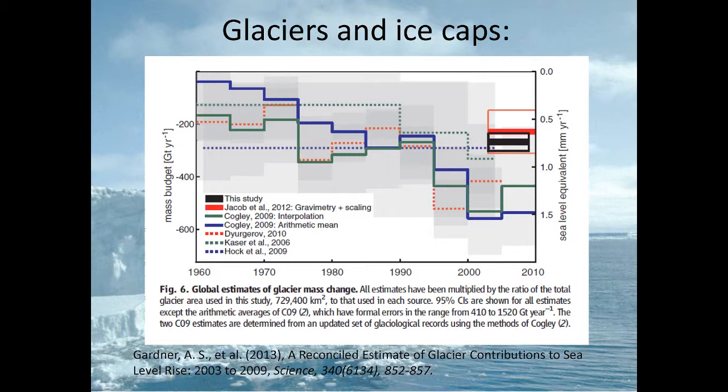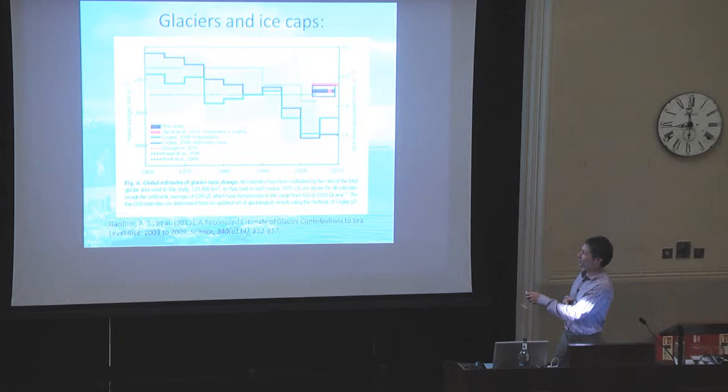Some of them are actually in reasonable agreement, and that's the Kaser et al. 2006 paper, but others by Ben Cogley have estimates for the last decade which are about a factor two larger than the satellite observations, perhaps slightly more. If we look at the last decade, it depends which one you want to choose, but the rate is somewhere around 0.75 millimeters a year.